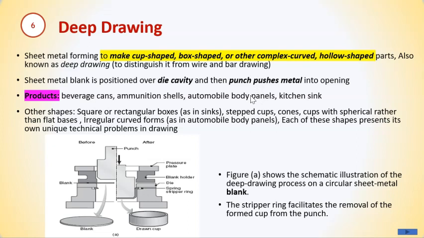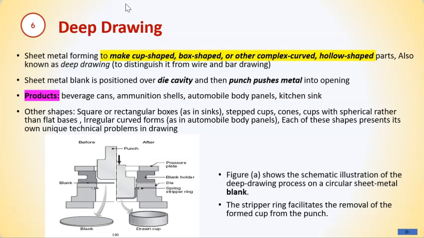Okay, let's look into deep drawing. In deep drawing, sheet metal is used to make a cup, box, or concave, convex, hollow shaped parts. Usually they position it over a die cavity in which you want to get the shape, and then the punch pushes the metal into the opening. So the shape is at the die, and this punch will apply the force, and these are the blanks, so you will get this shape.